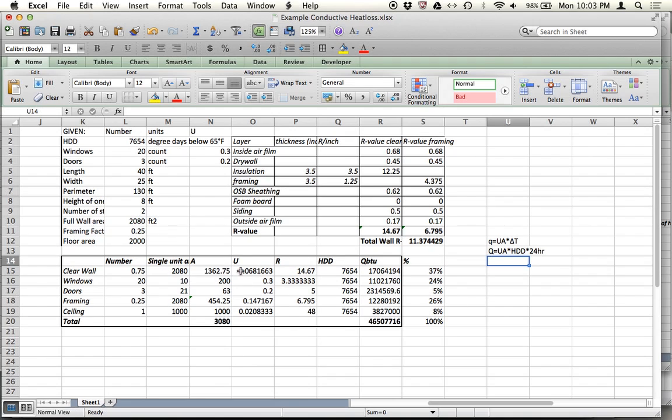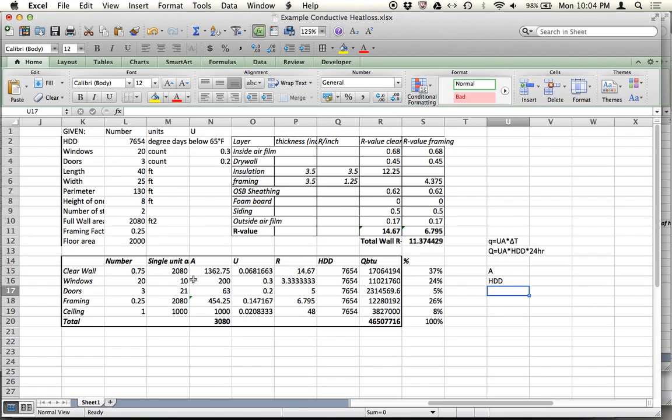So now we've got the areas. Out of the stuff to find Q, we have A. We have the area, okay? And we already have the heating degree days, because that's given, and 24 is 24. It's not a very complex equation. So now we have to find the R value for each of these components.